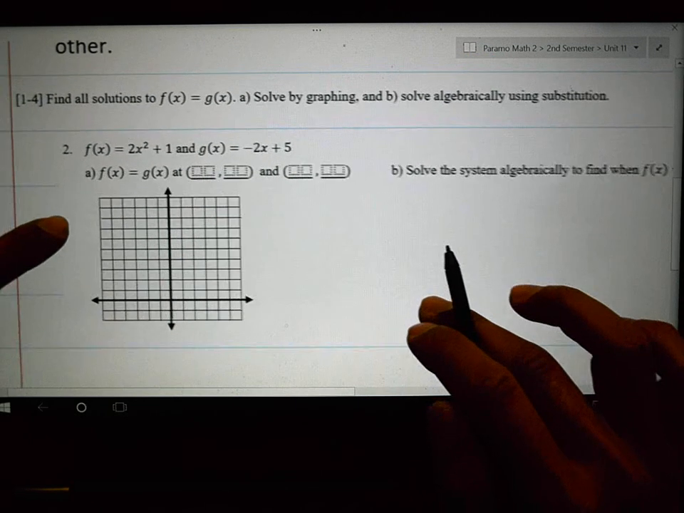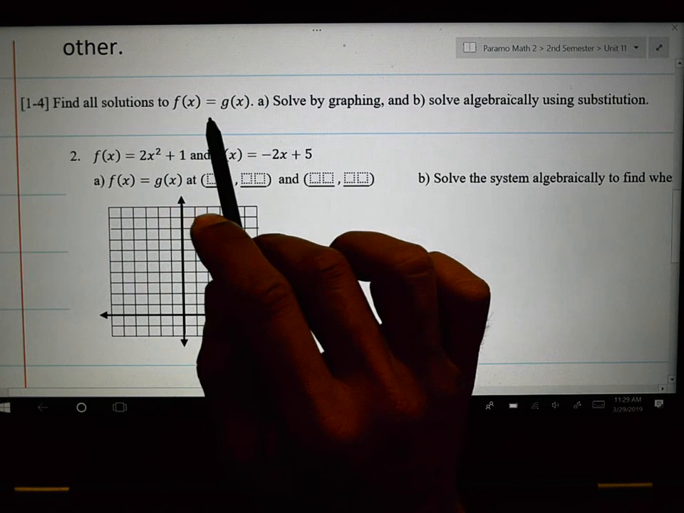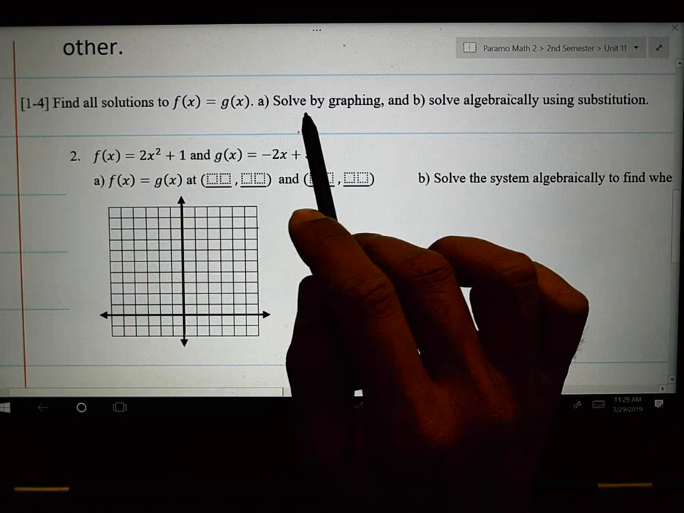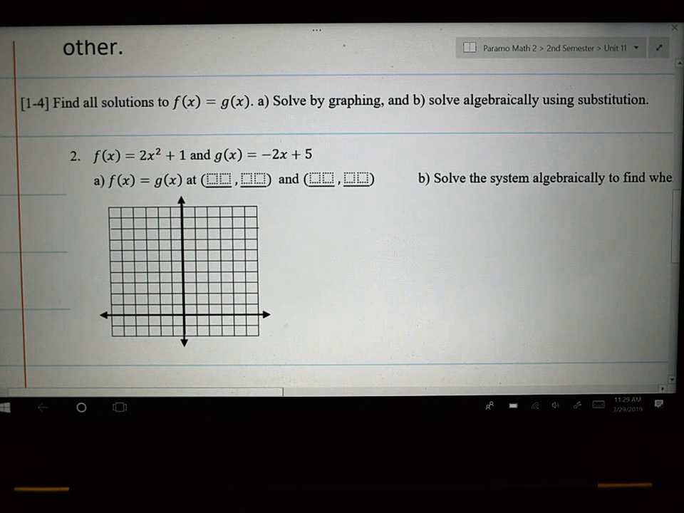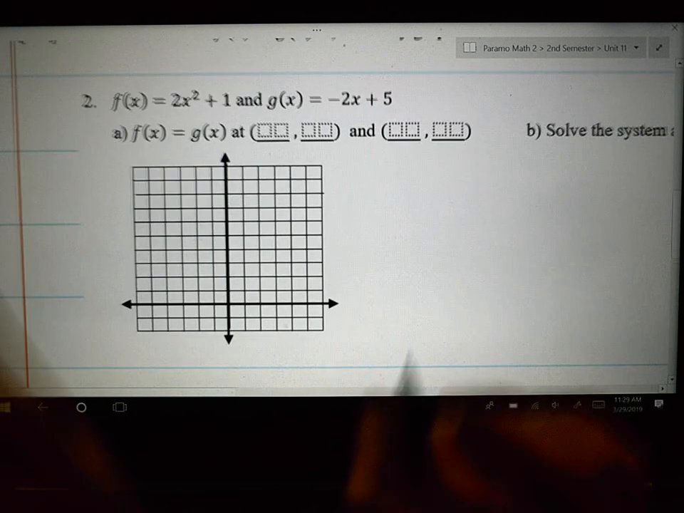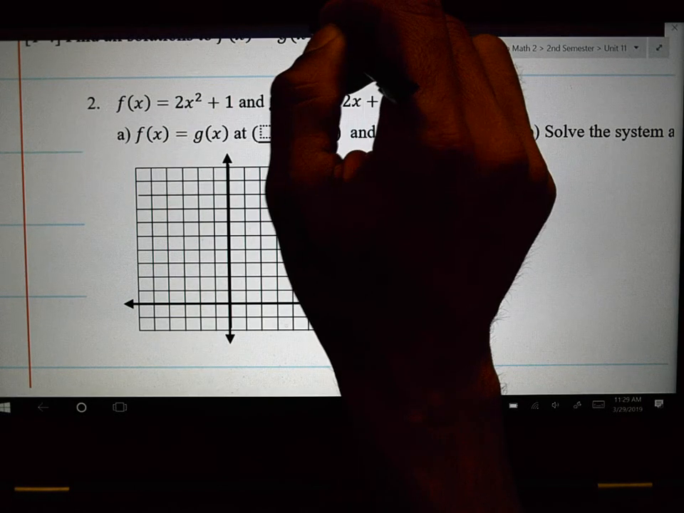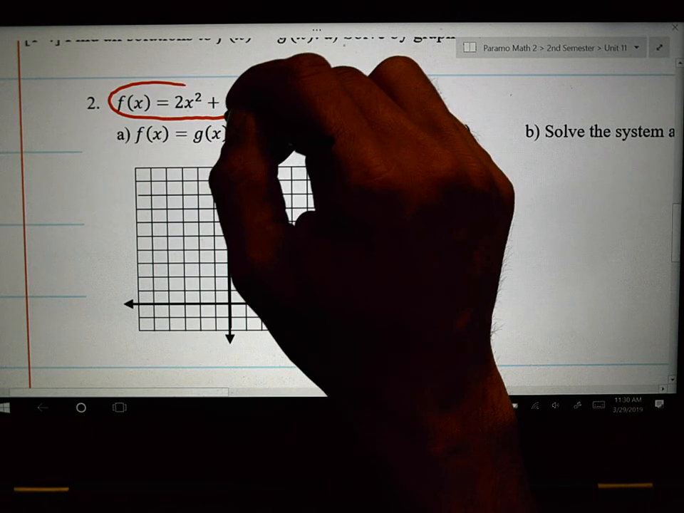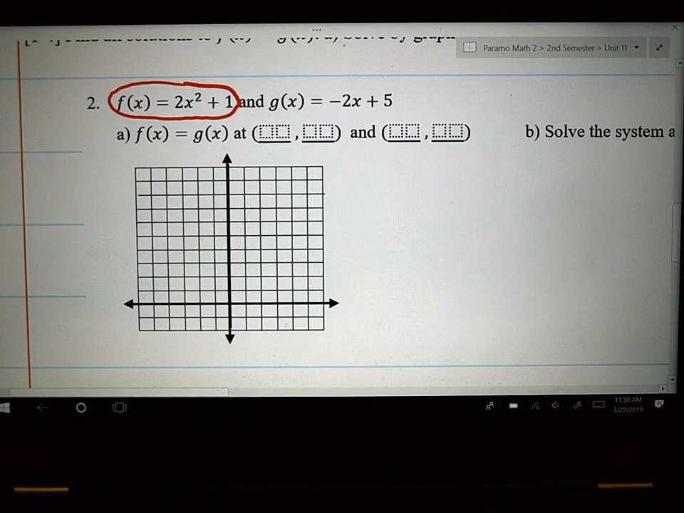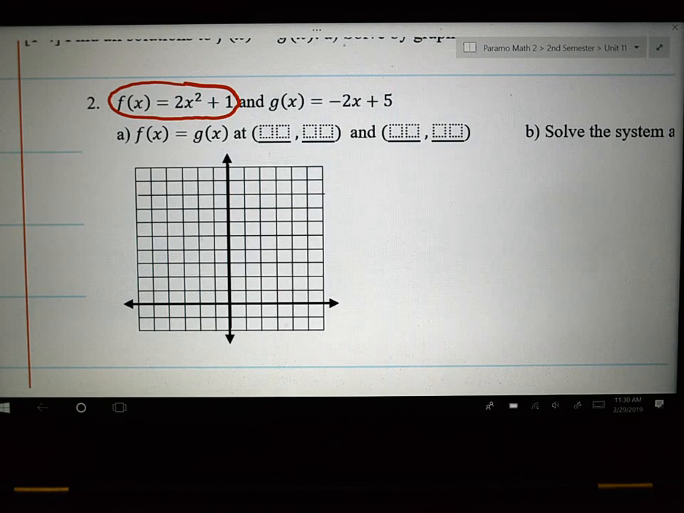Number 2 on your worksheet says this: find all solutions to f of x equals g of x. Part A, solve by graphing, and part B, solve algebraically using substitution. So we got to know both ways to do it. There are two equations here. There is f of x, I'm going to circle that in red, and then there's g of x. F of x is a parabola, and g of x is a line, a linear equation.